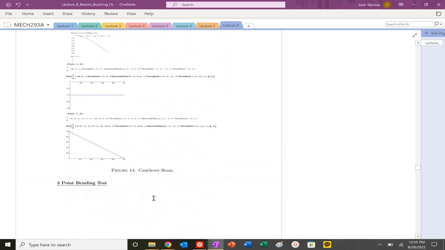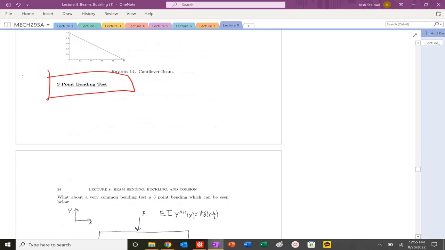So next time we're going to go to the 3-point bending test and solve it in Mathematica. See you then.